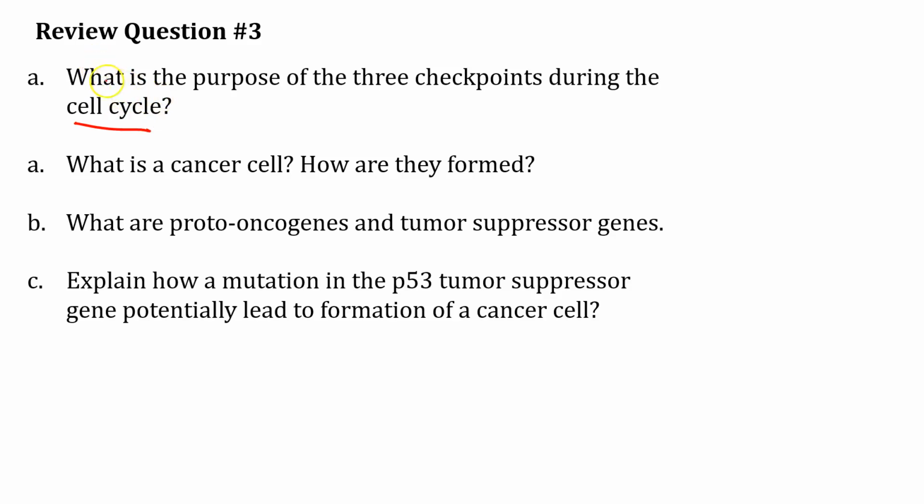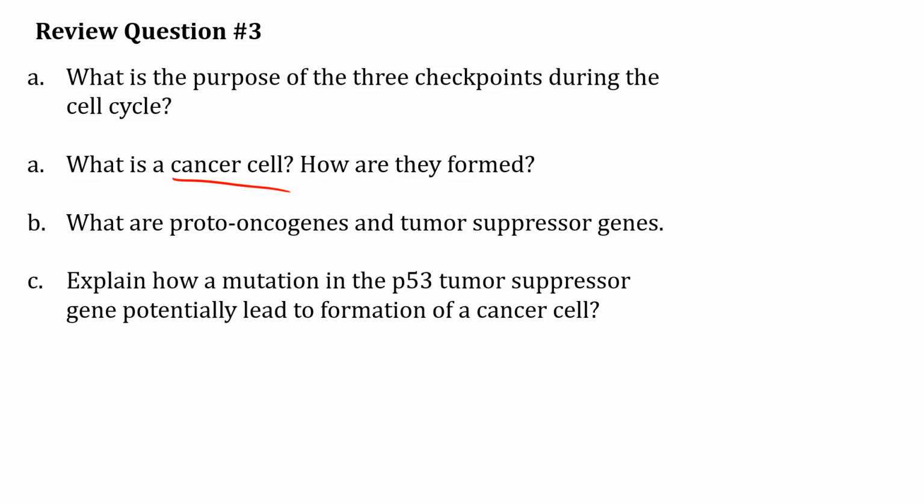What is a cancer cell? How are they formed? A cancer cell is a cell that has uncontrollable growth. It just divides and divides and divides. It reproduces uncontrollably. And the way they're formed is by some sort of irregularity in the control mechanisms, so probably some sort of mutation in whatever gene codes for a protein that is supposed to turn on or turn off the cell cycle when it needs to be.